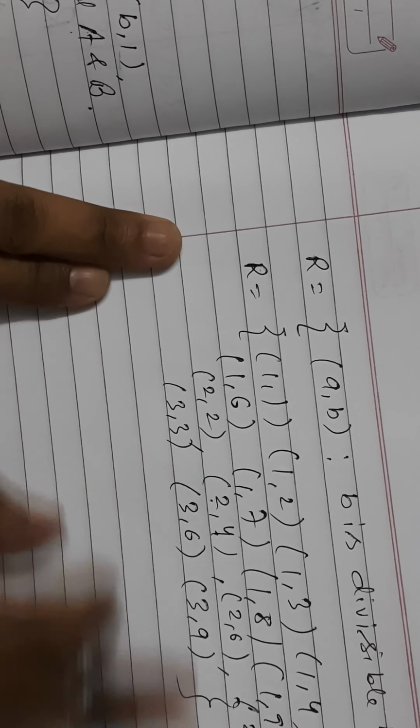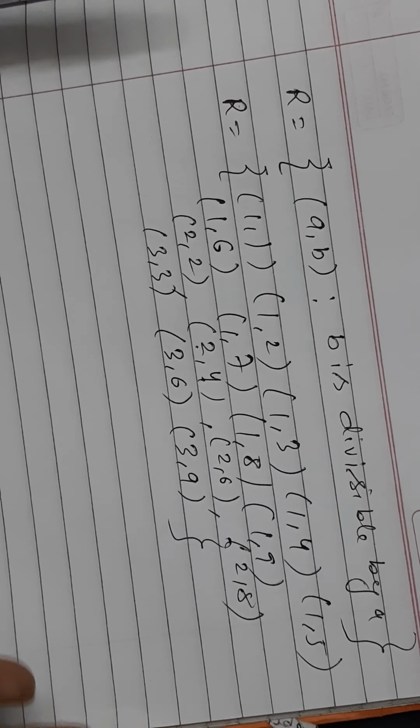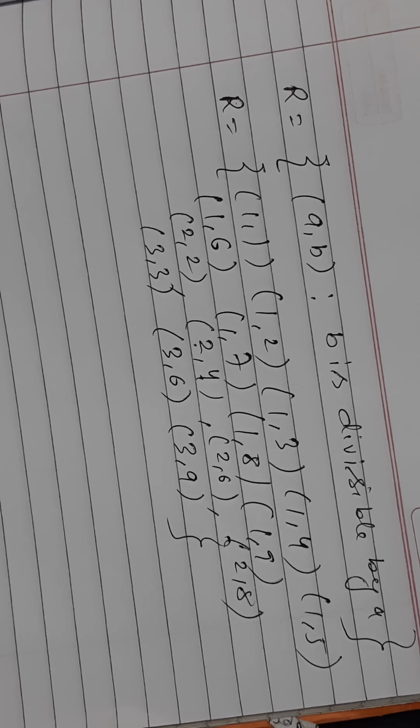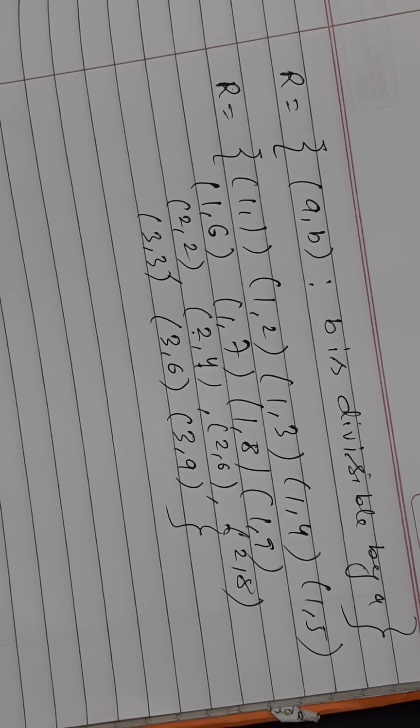So R is a relation because R is a subset of A cross B. Okay, so this is the definition of a relation.